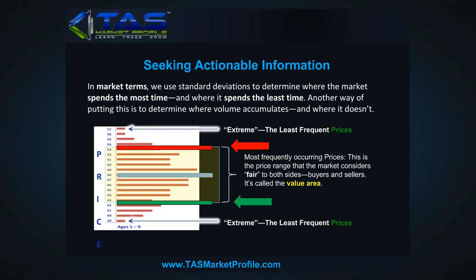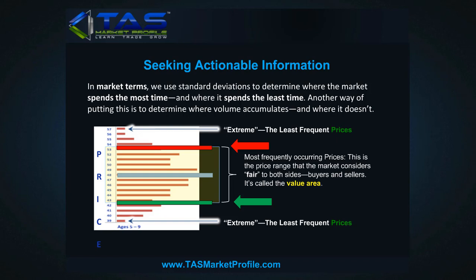Okay, so in order for us to take that data, as you saw on the previous slide, and give us a meaningful reference point, we actually have to turn it and flip it sideways so we can see those tallest histogram bars pointing to what price. And that's essentially what this slide aims to do. You can see in market terms, we're essentially using these standard deviations to determine where the market spends the most amount of time and where it spends, of course, the least amount of time. Another way of putting this is that we want to know where it accumulates and where it does not.